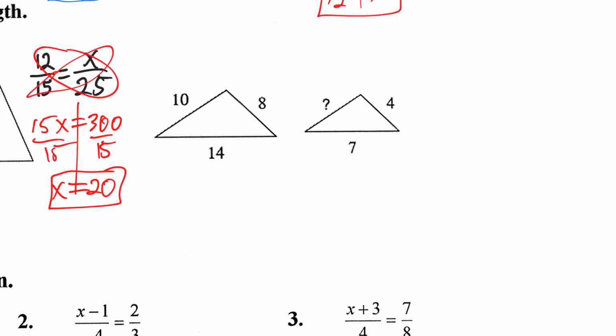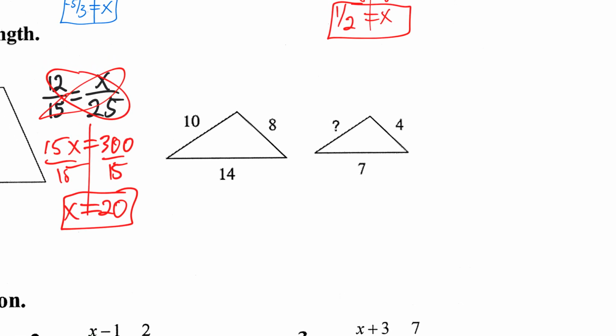Okay, on this last one, we could set up the proportion. We're not going to do that here. Assuming these are similar, what do you do to get from 8 to 4? Cut it in half, right? So since these are similar, all the sides are going to relate to each other in the same way. So to get from here to here, you just cut it in half, so it's going to be the same relationship from here to here. So how long is that going to be? 5. It's half of 10.